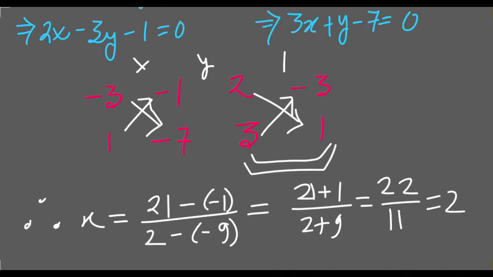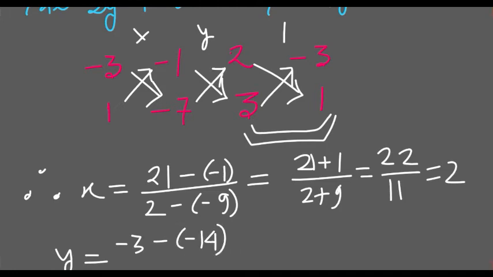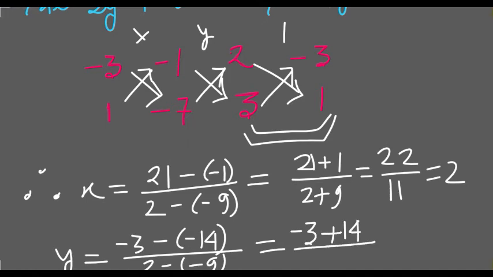Next we need to find y. So for y, which part do we need to write? The middle one, minus 1 into 3, that is minus 3, then minus sign, and minus 7 into 2, which is minus 14. Then divided by the denominator, which is the same as I told you, so just copying it. So minus 3 plus 14 divided by 11. So minus 3 and 14 is 11 by 11, which is equal to 1. So our solution is x equal to 2 and y equal to 1.